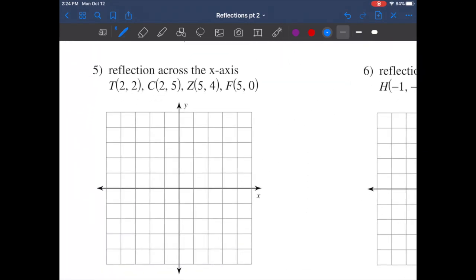This one says do it across the x-axis. So that's x and minus y. First thing we need to do is plot in our first point. So let's see, 2 and 2. That's right there. That's the letter T.